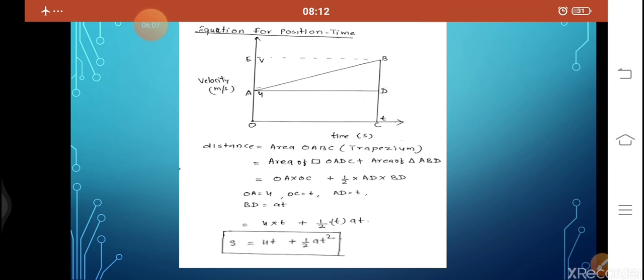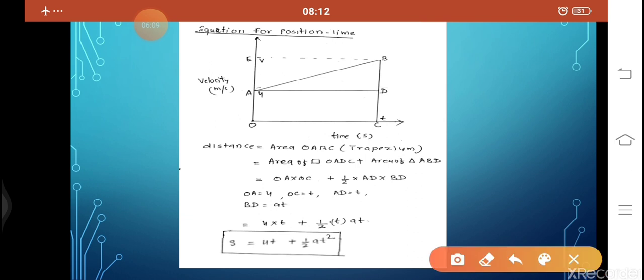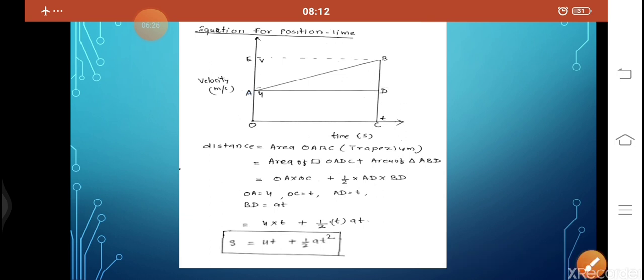These variables you know: OA equals u, OC is t, AD is also t, but BD we calculated in the previous case, it is at. Now put the values of all these variables in the equation. So u into t plus half t into at. So it becomes S equals ut plus half at squared. This is our second equation of motion.